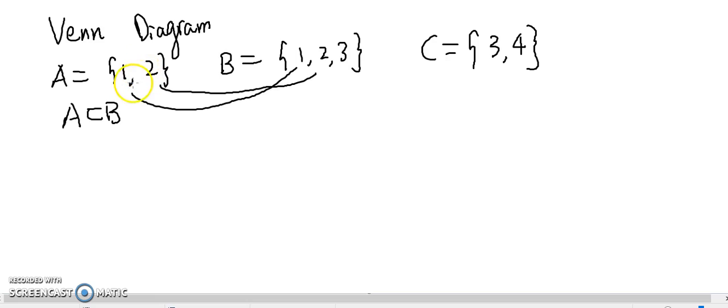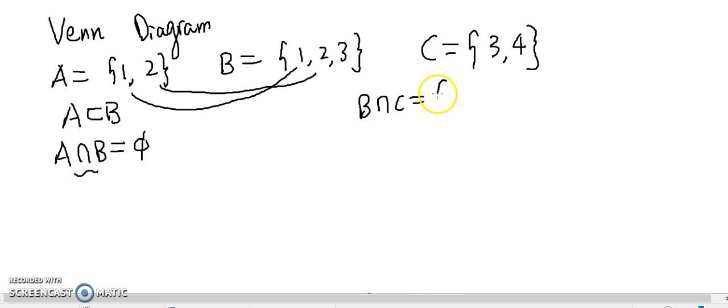One of them has 1, 2. 1 is not in C, 2 is not in C, and 3 is not in A, 4 is not in A. So they really don't have any intersection. So if we do intersection of A and B, that's going to be empty because intersection has to have something that belongs to both of them. But if we look at B and C, we do intersection, we can see 3 is in both of them.